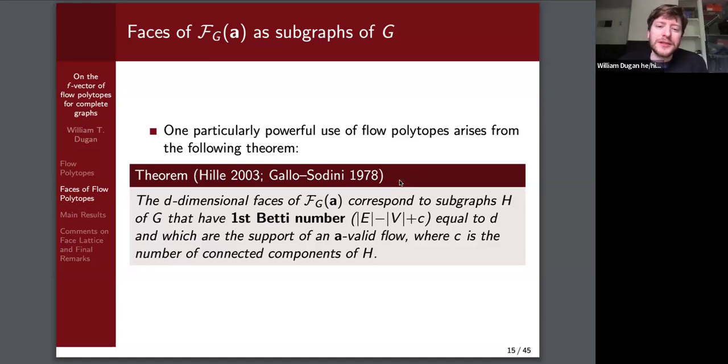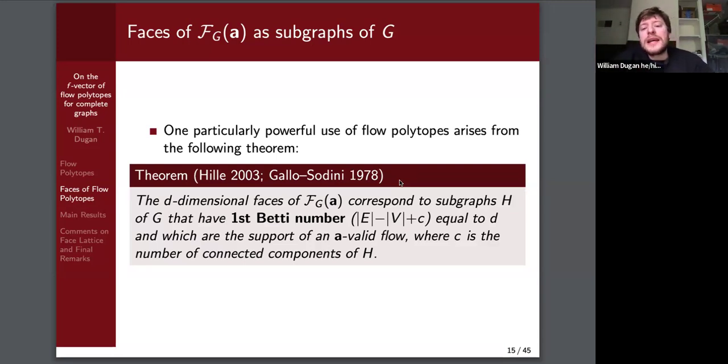It says that the d-dimensional faces of our flow polytope correspond to subgraphs of G that have first Betti number equal to d, and which are the support of an A-valid flow. The two things here that I need to explain: first Betti number is just the number of edges minus the number of vertices plus connected components. Or if you're topologically inclined, it's the dimension of the cycle space. This is very helpful when the graph is planar. You can just literally count the cycles you have on your graph.